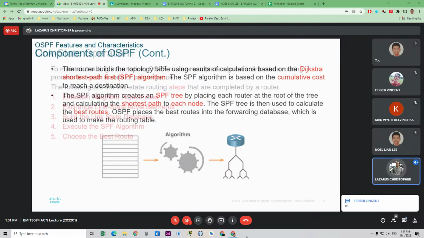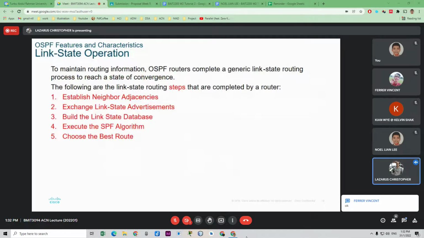Okay, so let's look at link state operation. To maintain routing information, OSPF routers complete a generic link state routing process to reach a state of convergence. The following link state routing steps are completed by the router. First, establish neighbor adjacency. That means find out which are your neighbor routers. Neighbor adjacency means the routers connected to you.